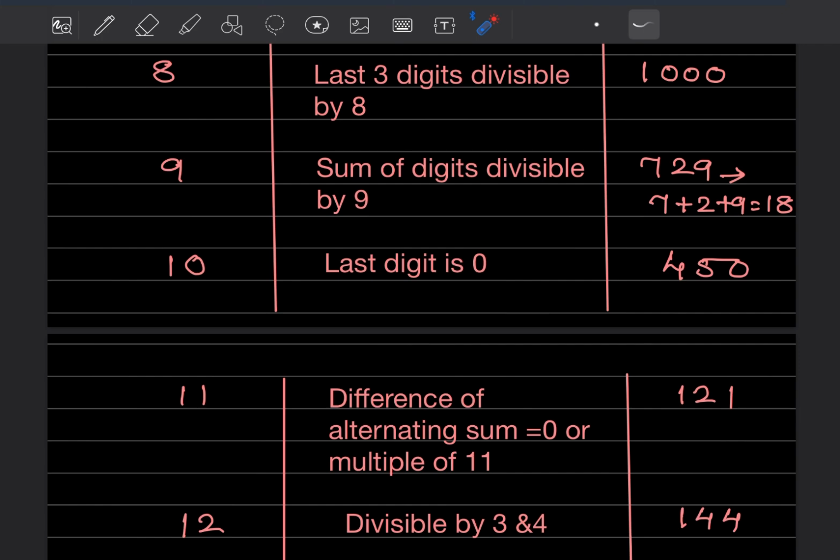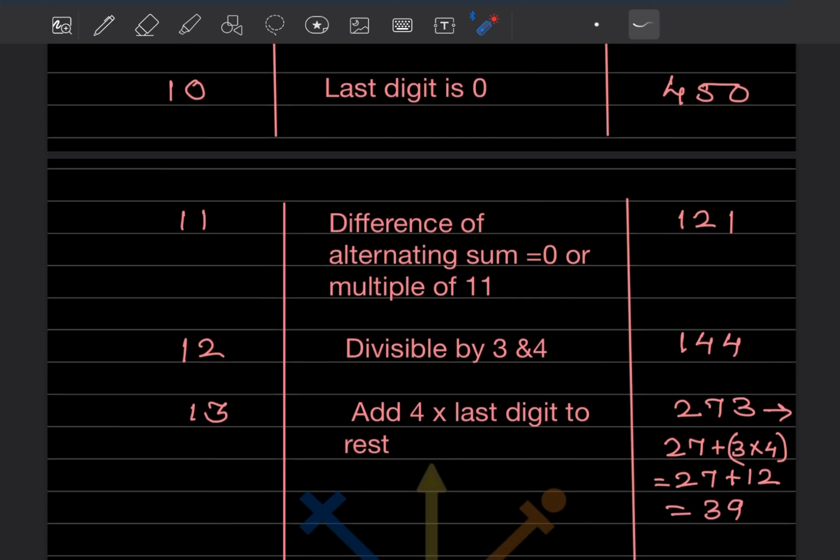Now for 11, the difference of the alternating sum is 0 or a multiple of 11. Alternating sum means you take the difference of these digits, which is going to be 0. Here, if we take 1 plus 1, that is going to be 2, and 2 minus 2 is going to be 0, or a multiple of 11. For 12, divisible by 3 and 4, which is 144. Now for 13, add 4 times the last digit to the rest.